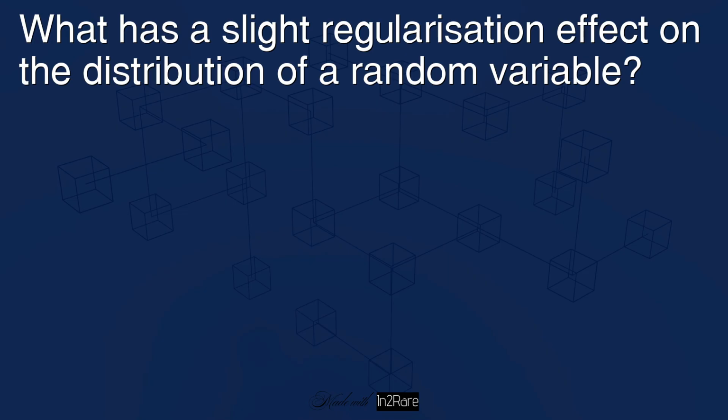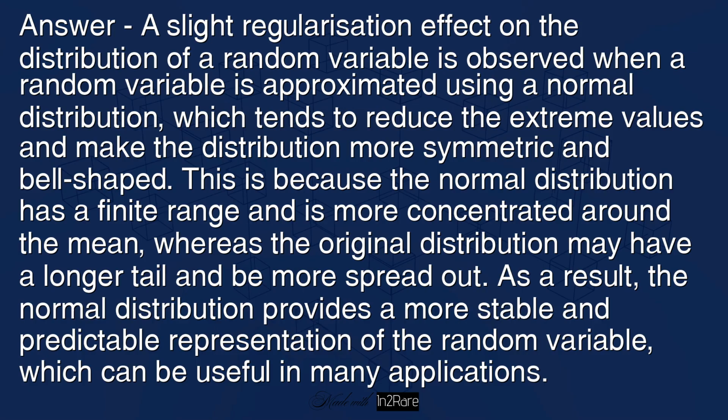What has a slight regularization effect on the distribution of a random variable? Answer: a slight regularization effect on the distribution of a random variable is observed when a random variable is approximated using a normal distribution, which tends to reduce the extreme values and make the distribution more symmetric and bell-shaped. This is because the normal distribution has a finite range and is more concentrated around the mean, whereas the original distribution may have a longer tail and be more spread out. As a result, the normal distribution provides a more stable and predictable representation of the random variable, which can be useful in many applications.